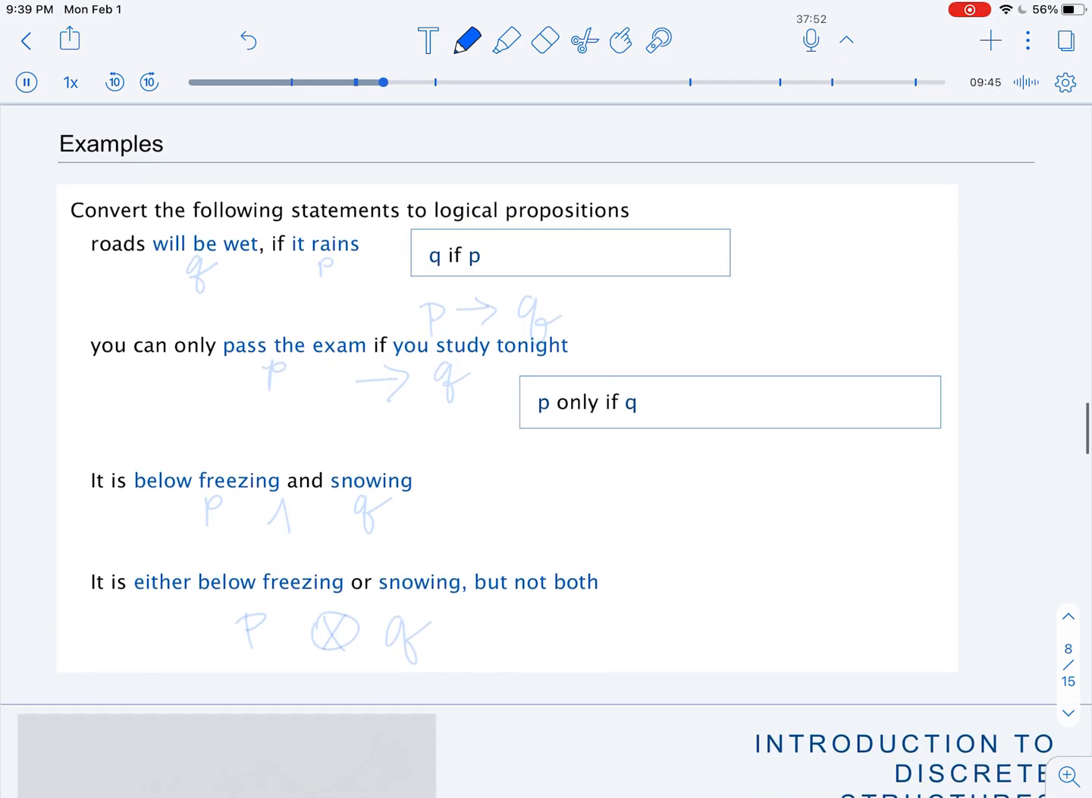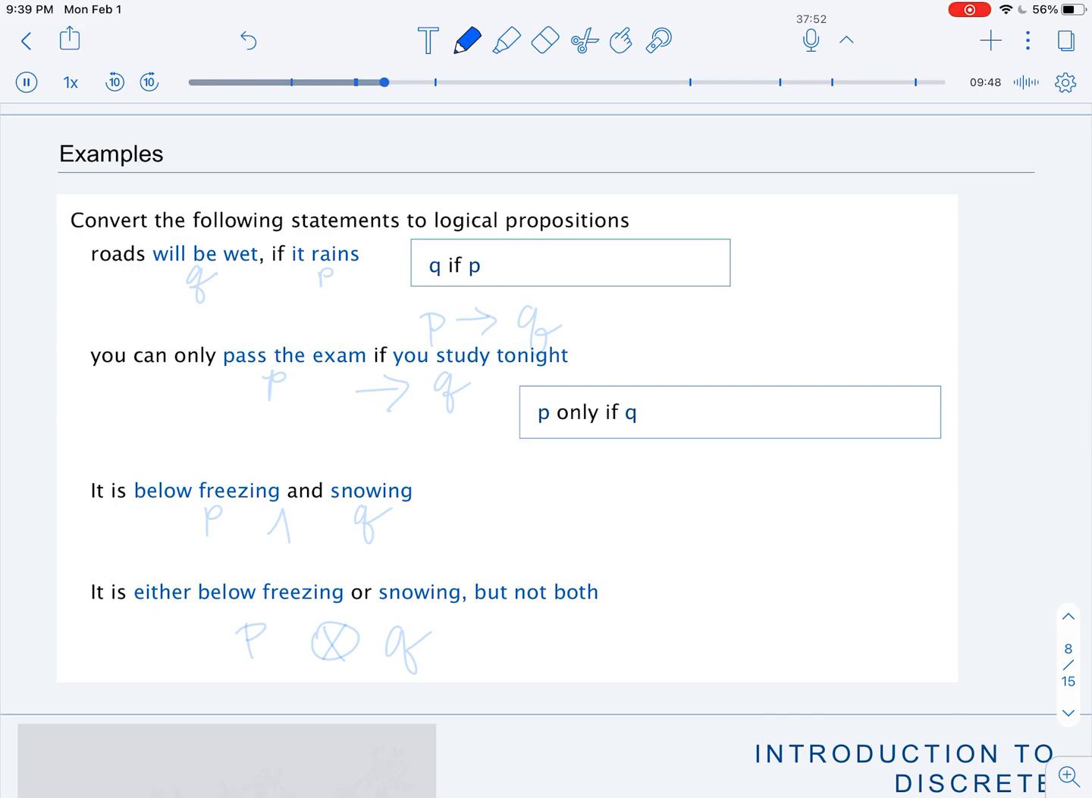So this is just a little bit of a warning, but let's give some practice anyway. We're going to convert the following statements to logical propositions. Roads will be wet if it rains. That's Q if P. Here our premise is P, it rains, and our conclusion is roads will be wet. So if it rains, roads will be wet. You can only pass the exam if you study tonight. Here, our premise is pass the exam: if you pass the exam, then you study tonight. That's P only if Q.